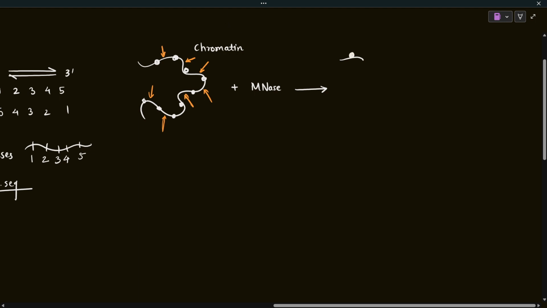We will get either mononucleosomes, dinucleosomes, trinucleosomes. A lot of such combinations are possible. Or tetranucleosomes. So these are the possibilities. So what happened was when those DNA fragments were run on gel electrophoresis, a technique by which we separate the DNA fragments.